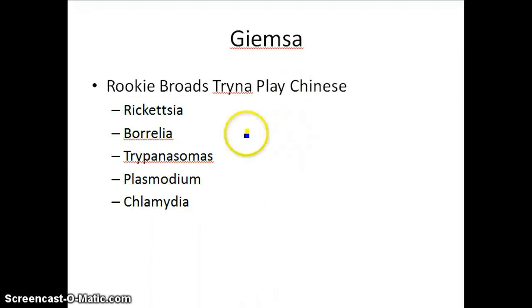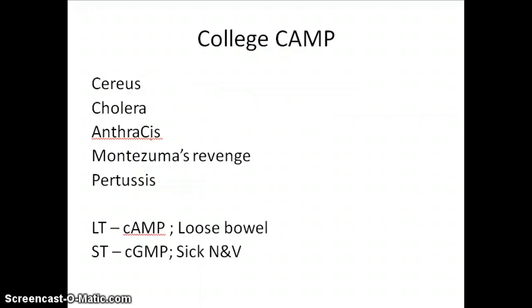What stains with Giemsa? Because it's hard to stain them with traditional staining. Well, these rookie broads are trying to play Chinese, okay? So, right there, rookie broads trying to play Chinese. And I don't mean broads to be offensive at all, okay? Use it in kind of just a fun-loving way that some people will use it. And so please don't take offense to that if anyone does.